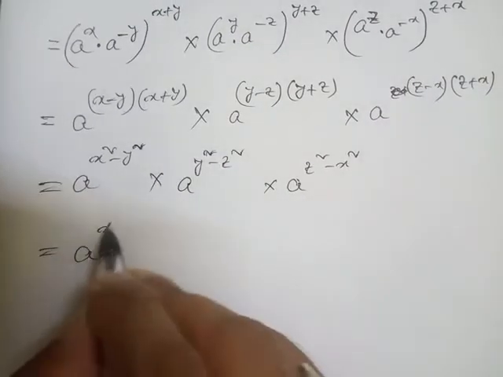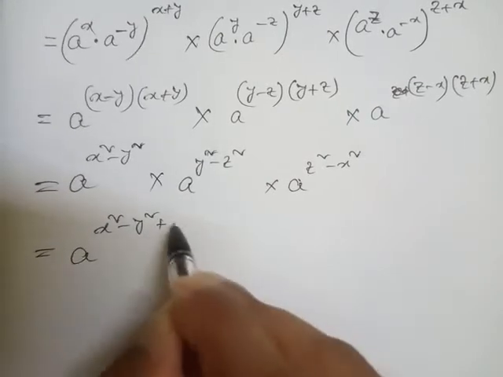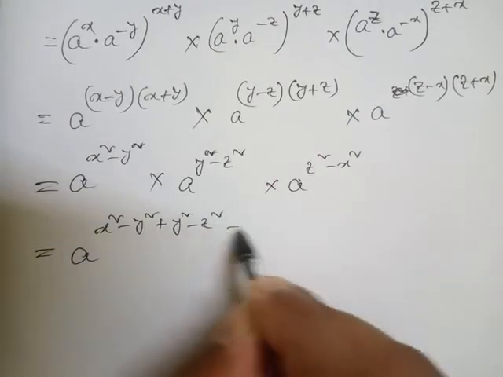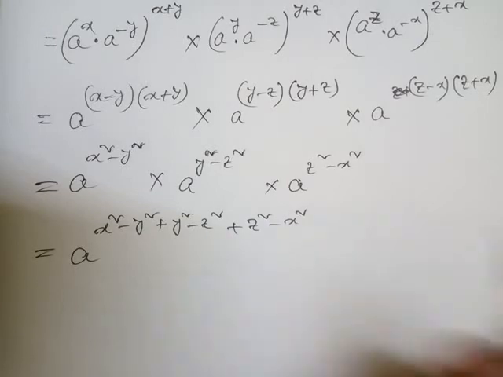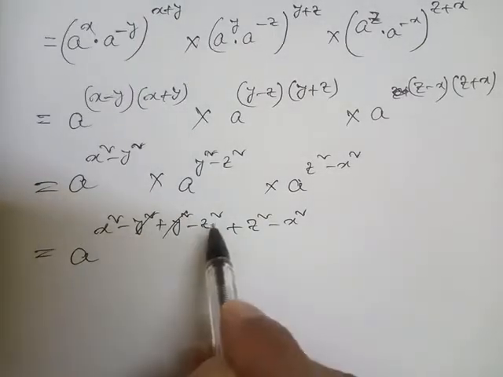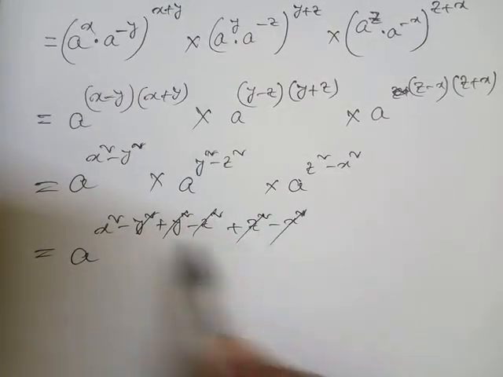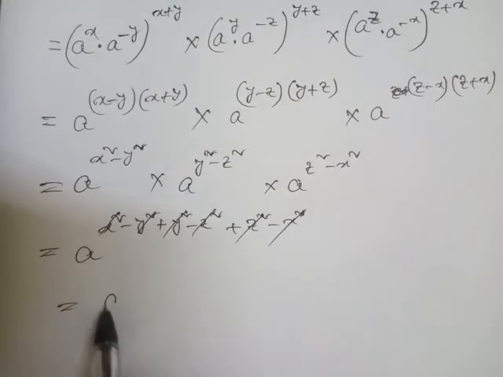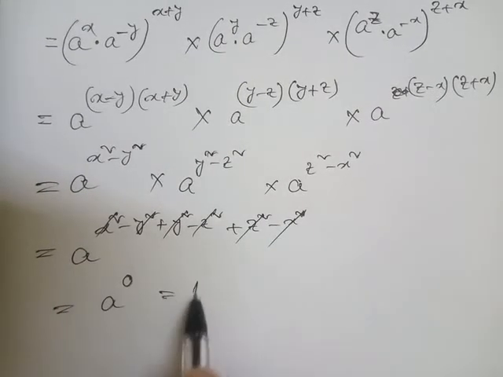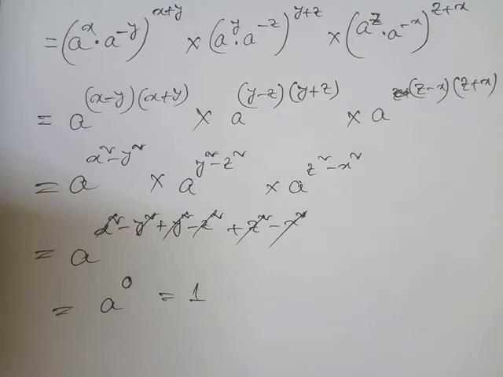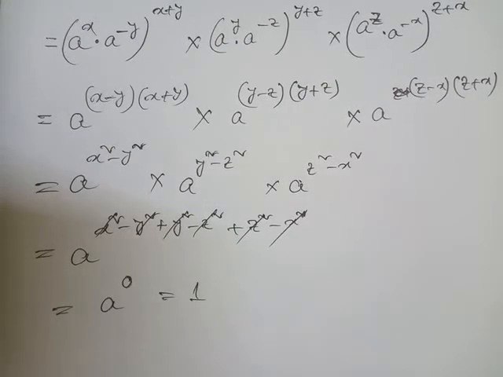So a to the power x square minus y square plus y square minus z square plus z square minus x square. Now cancel this one, plus minus, again plus minus, again plus minus, cancel. So answer would be a to the power 0. If it is 0 means 1. This is the answer of the Roman 16.